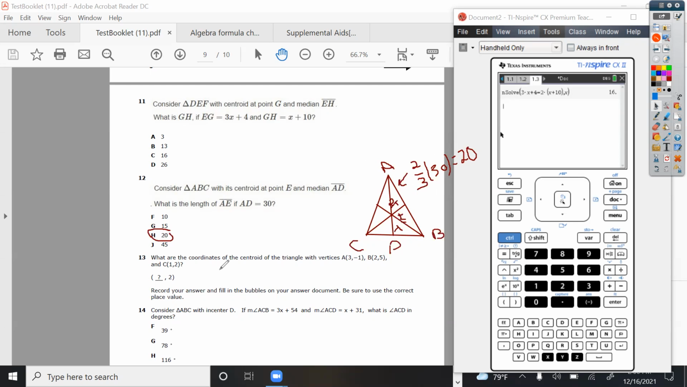Okay, like I said, I do not know if I'm going to have time to finish this. It's 2 o'clock, but I'm going to try. So we got 13 left.